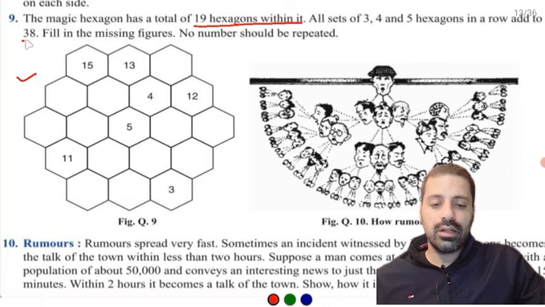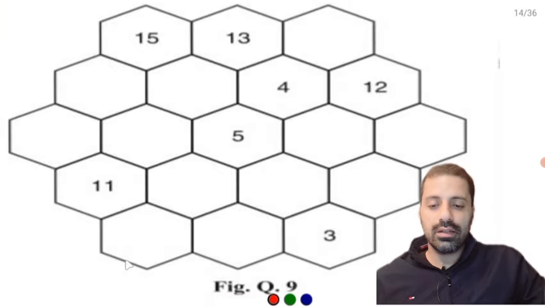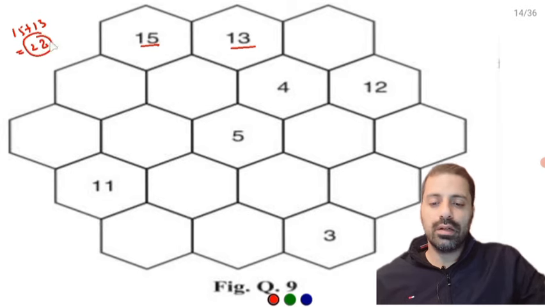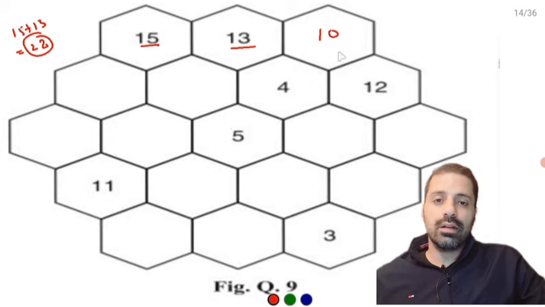19 hexagons within it. 19 hexagons are given, whose sum, what do we have to bring, son? We have to bring 38. So look, it's a very good trick. 15 plus 13, how much? Tell me. 15 plus 13 is equal to 28. 28 is less than 38. How much? 10. So 10 will come here.